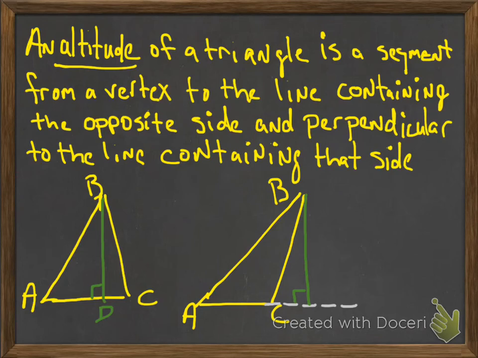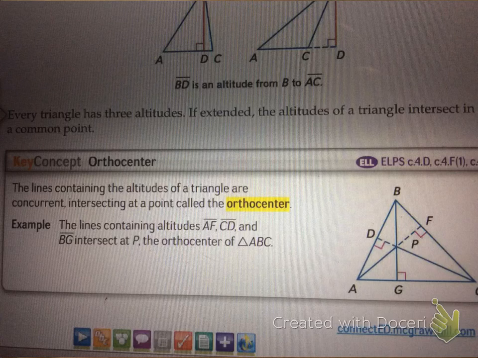Now, again, every triangle has 3 altitudes, so depending on where you're looking at it from, you would see 3 different altitudes. So is there a point of concurrency there? Of course there is, and that's called an orthocenter. Nothing special about that other than, again, those would be the 3 altitudes.